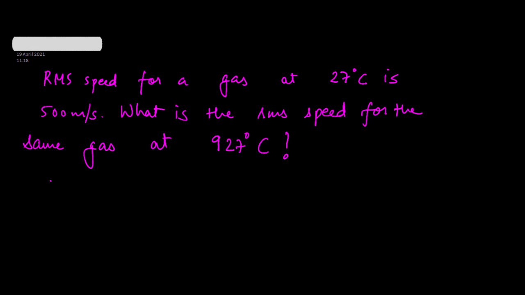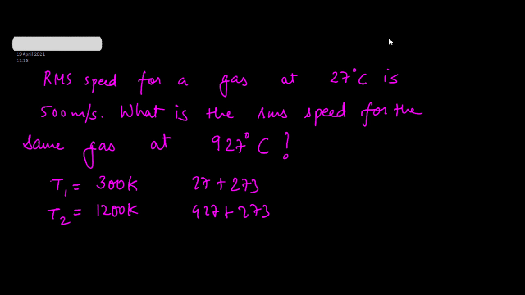Okay, first thing to do is the temperatures. They are supposed to be in Kelvin, don't forget. So one is 300 Kelvin, and the other is 1200 Kelvin. Yes or no? Is this clear? 27 plus 273, so that will make it 300, and similarly 927 plus 273.